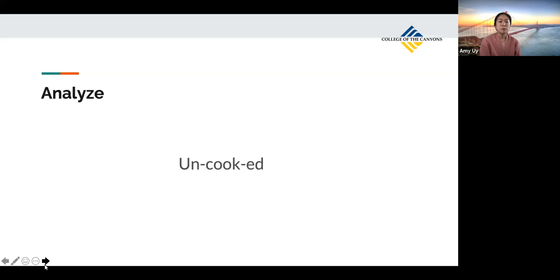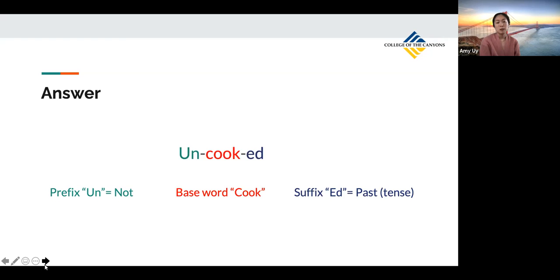All right, let's end it by analyzing this word here. Uncooked, it's broken down for you. Can you analyze it? Here is the answer. If you look at the middle word, we have cook, and that is the base word. And that base word holds the meaning, right? So when we cook something, let's say when we're cooking food, we're putting it over a stove and heating it up until we can eat it.